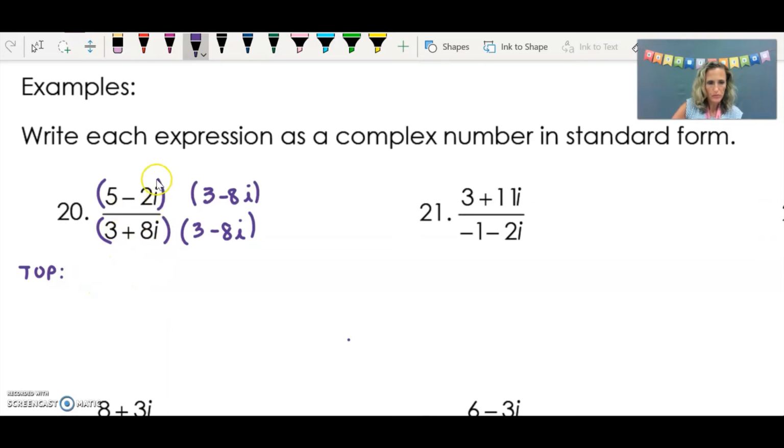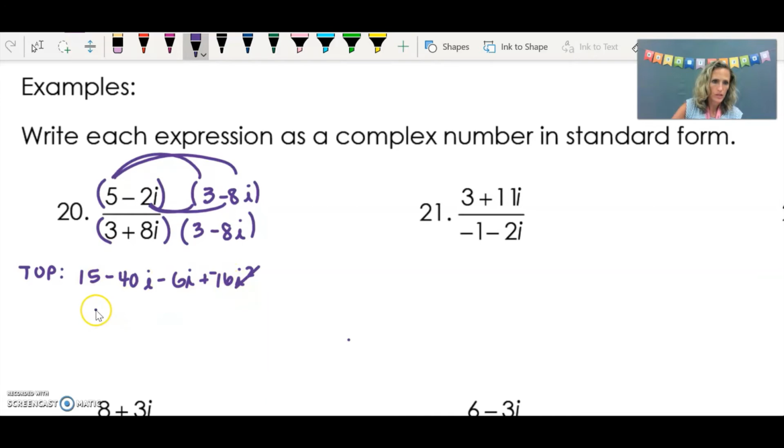So I'm going to do the top first. And so here I go. 5 times 3 is 15. 5 times -8 is -40i. 2i times 3, that gives me 6i. And -2i times -8, that gives me positive 16i squared. That's going to become a -16. So I have 15 minus 16, which is -1, and -40i and -6i, which is -46i. So the numerator of my rational expression is going to be -1 minus 46i.